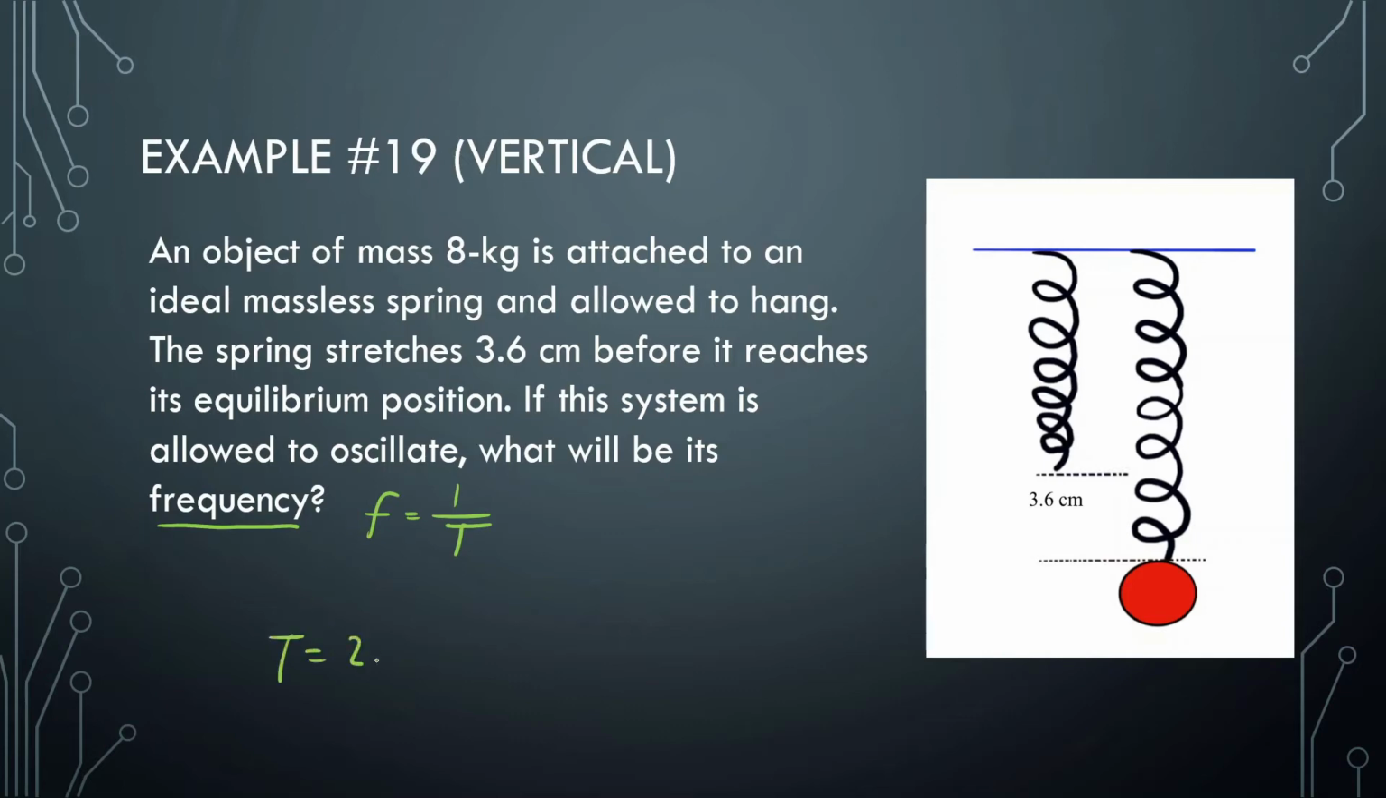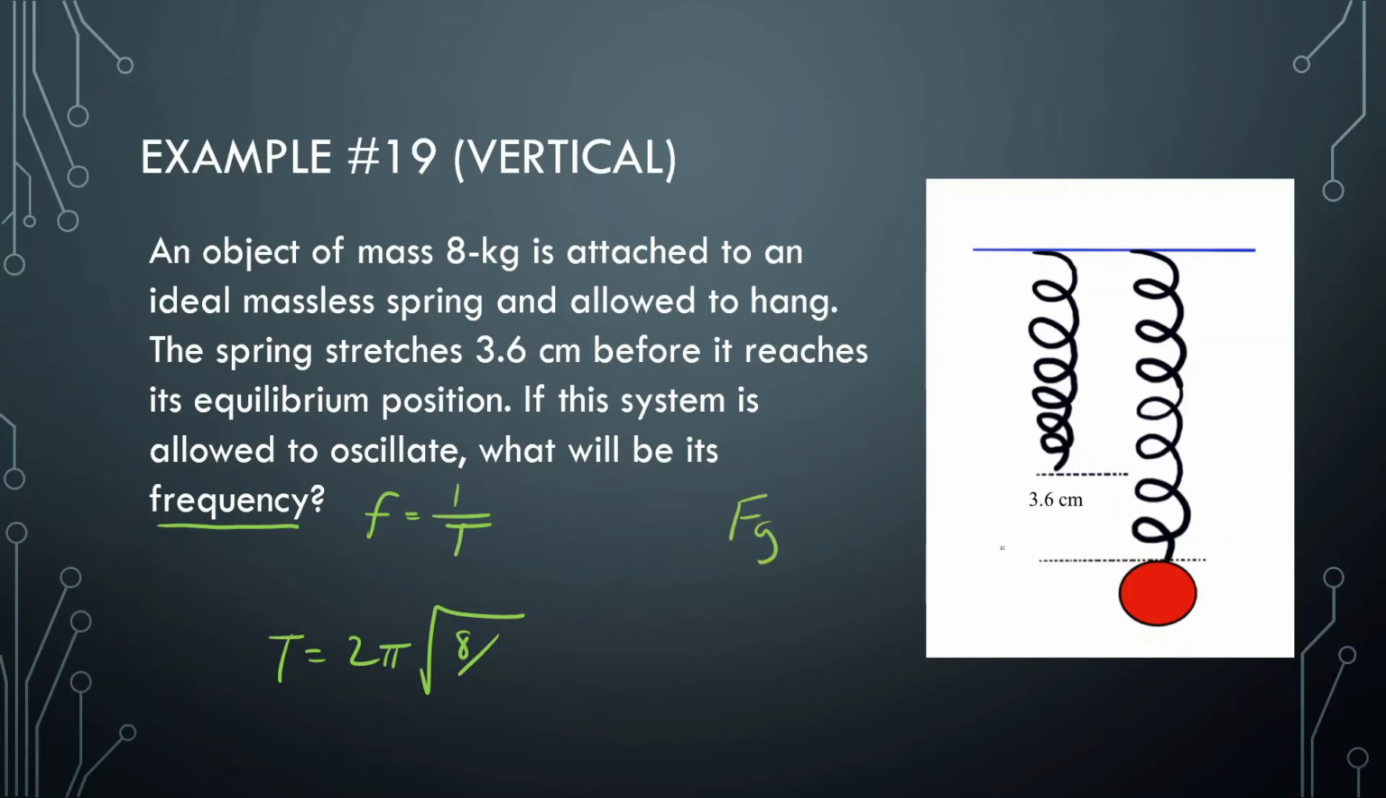We know the period is equal to 2π times the square root of mass over k. They give us the mass, which is 8. But we don't know what k is. So what does it say? The spring stretches 3.6 centimeters before it reaches its equilibrium position. So we're going to do what we did with the last problem.